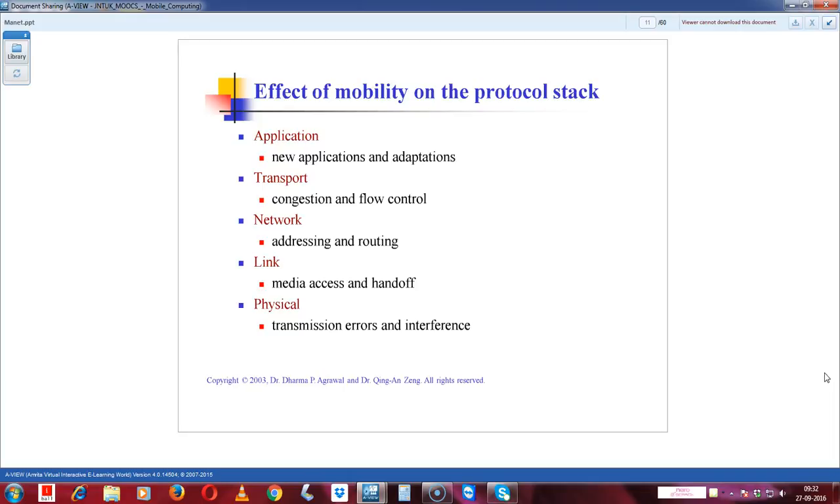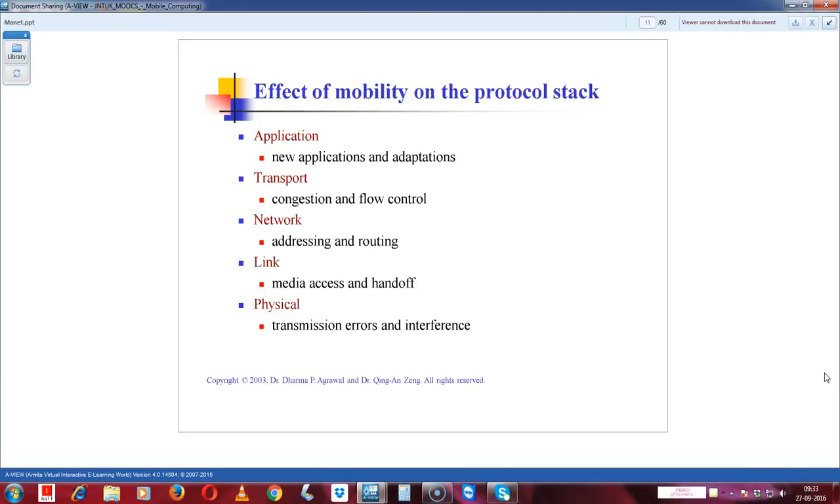So this is the effect of mobility on the protocol stack. When you have mobility, there will always be an effect on the mobile protocol stack, from application to physical. We already studied the protocol stack. At the lower side, we have the physical layer, which takes care of your transmission and reception. So you can get some transmission errors and reception errors while you are connecting with ad hoc networks.